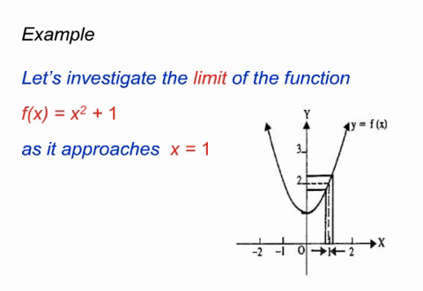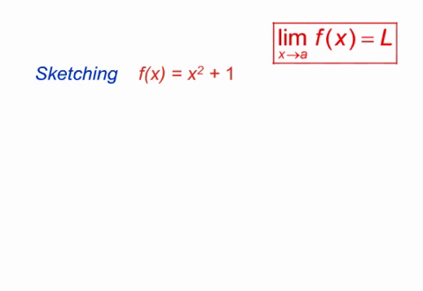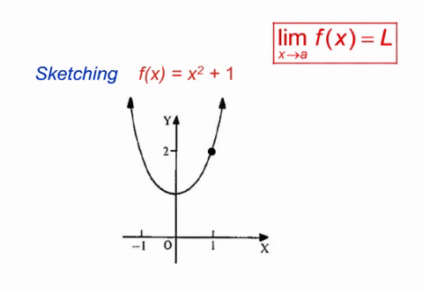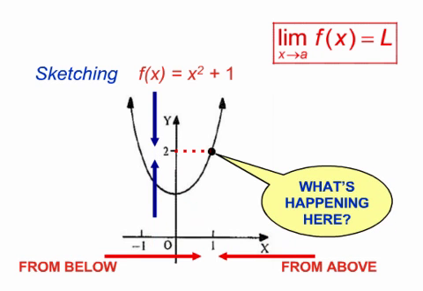Let's look at the function x squared plus 1 and investigate the limit of this function as x approaches 1. Let's first sketch the function f(x) equals x squared plus 1. As you can see, it's a parabola y equals x squared, which has been shifted up the y-axis 1 unit. The point of interest here is the point at x equals 1 and y equals 2. And we will refer back to this slide a little later.